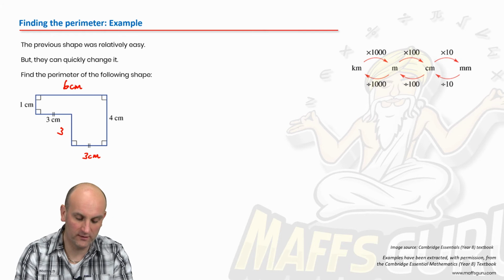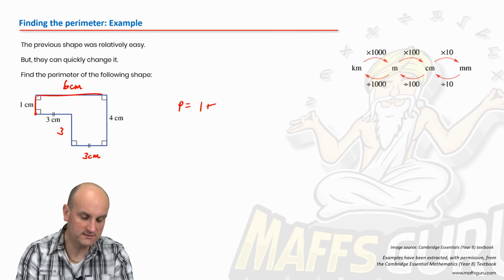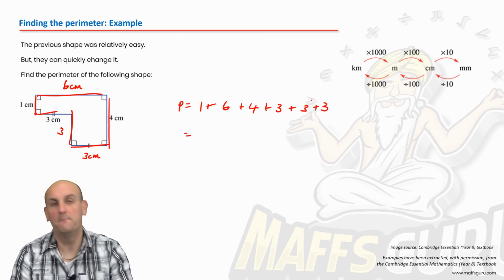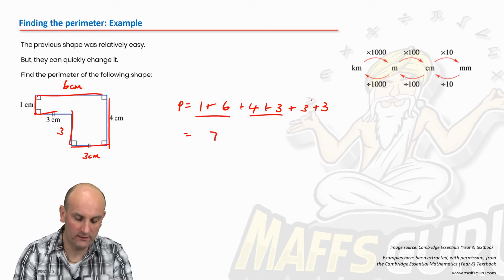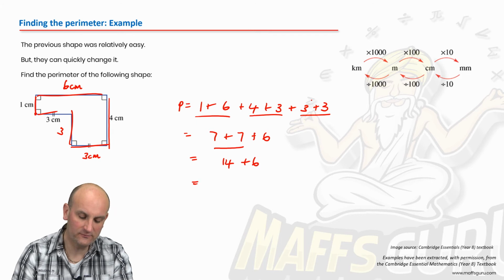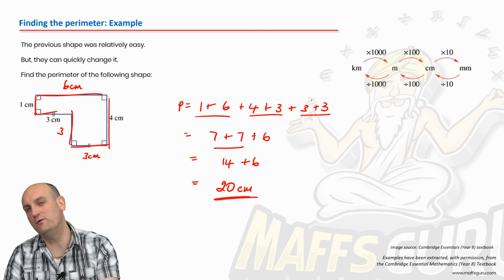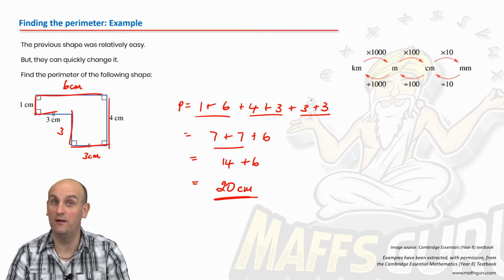And so we therefore say that my perimeter now is equal to, let's start in the corner, 1 plus 6 plus 4 plus 3 plus 3 plus 3, and I'm back to the beginning. Methodical. Maths is methodical. 1 plus 6 is 7, 4 plus 3 is 7, 3 plus 3 is 6. Add those together: 7 plus 7 is 14, and that gives me the grand total of 20 centimeters. Again, we've had to do no conversion of units, but it's not bad that that's there for us as well.